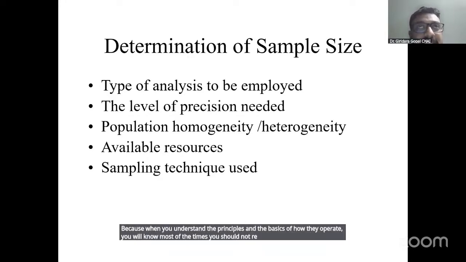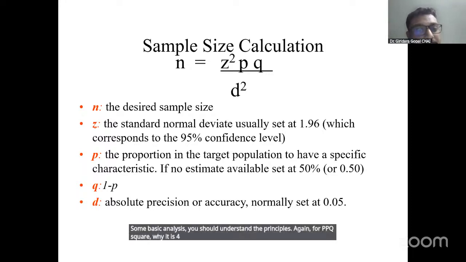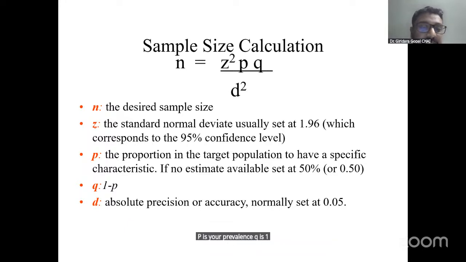And at least in science, for these kinds of things, sample size estimation, some basic analysis, you should understand the principles. Again, 4PQ by D square. Why is it 4PQ by D square? That's because the standard normal deviate is usually 1.96, which approximates to 2. So 2 to the power 2 is 4, P is your prevalence, Q is 1 minus prevalence, and D square is your precision. At your level, this is more than sufficient.